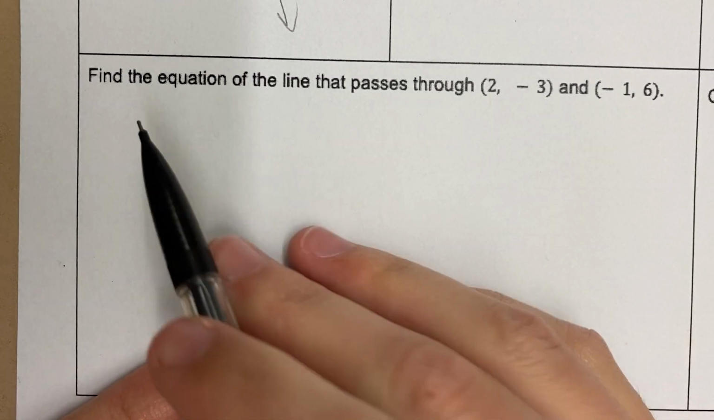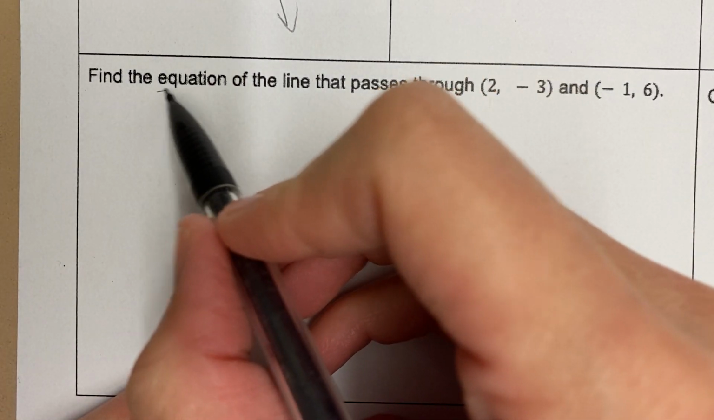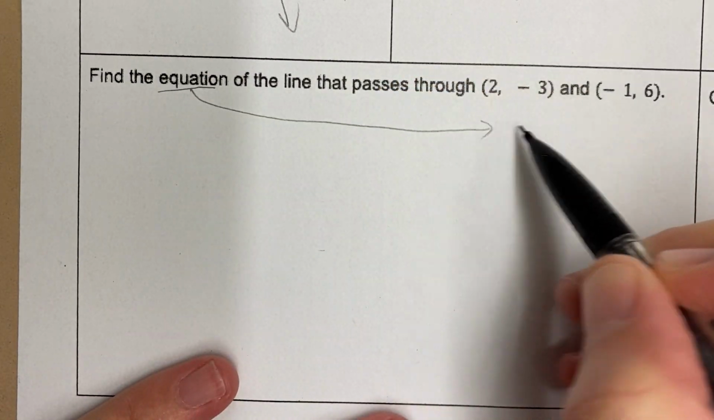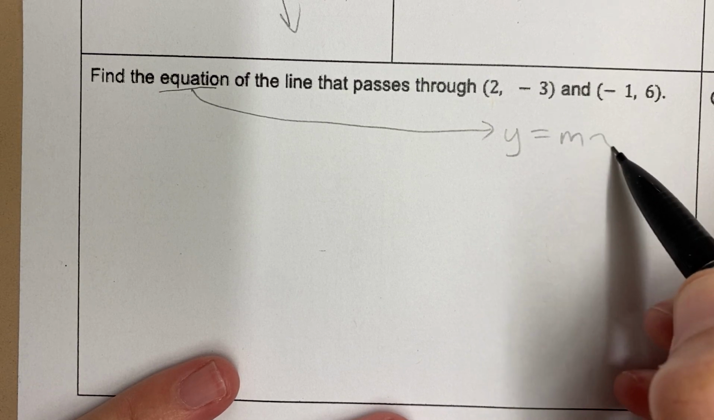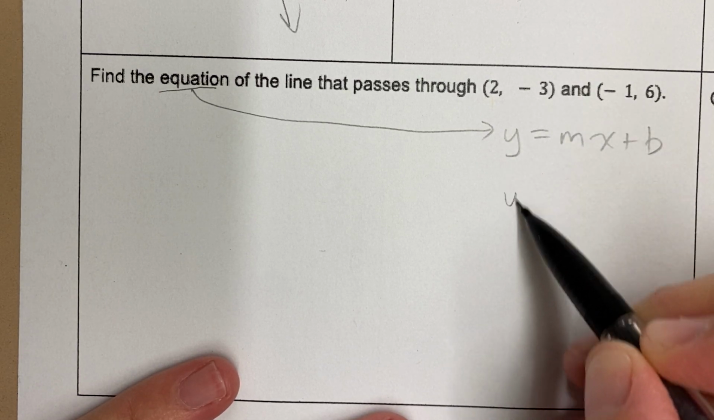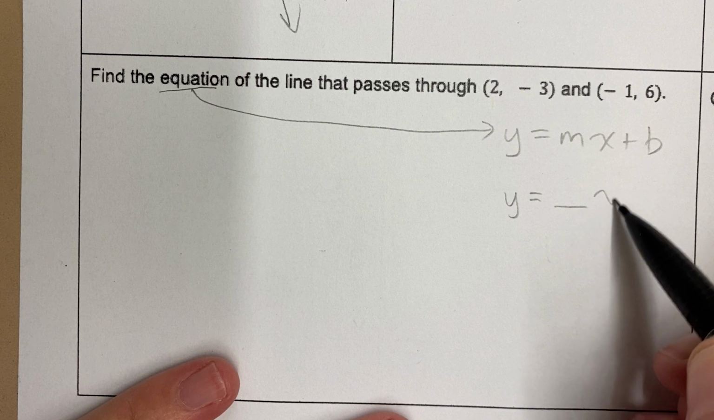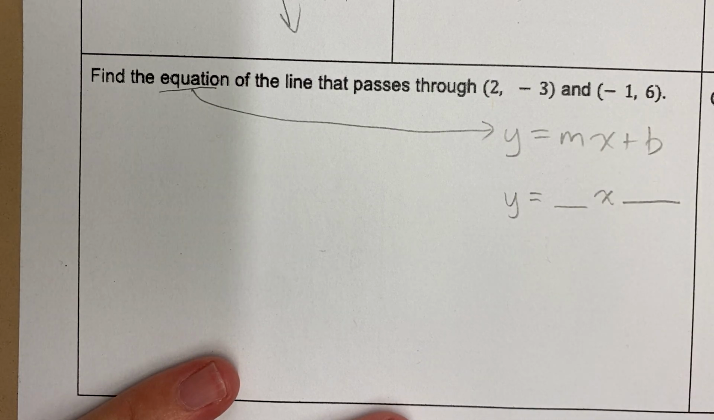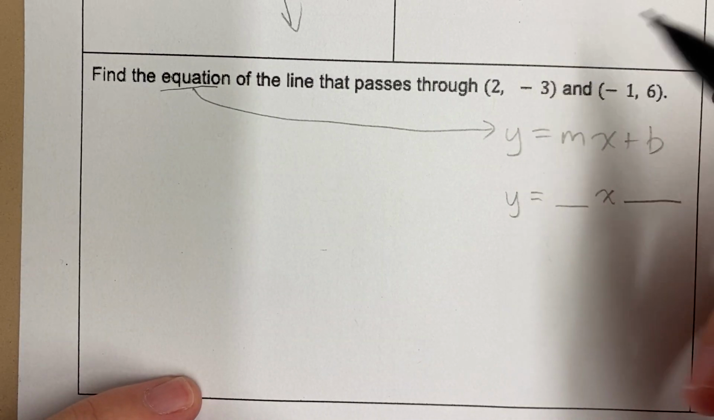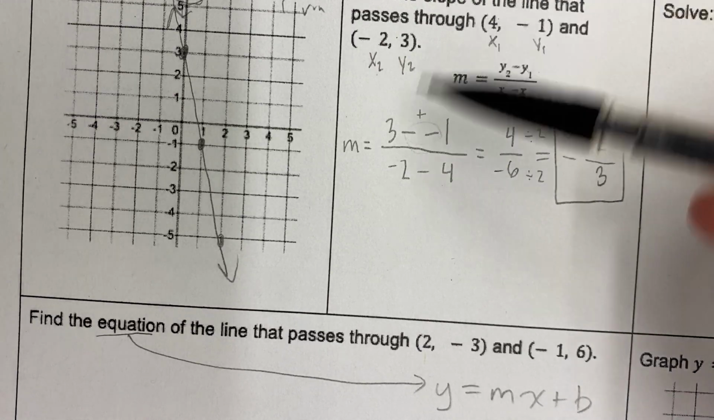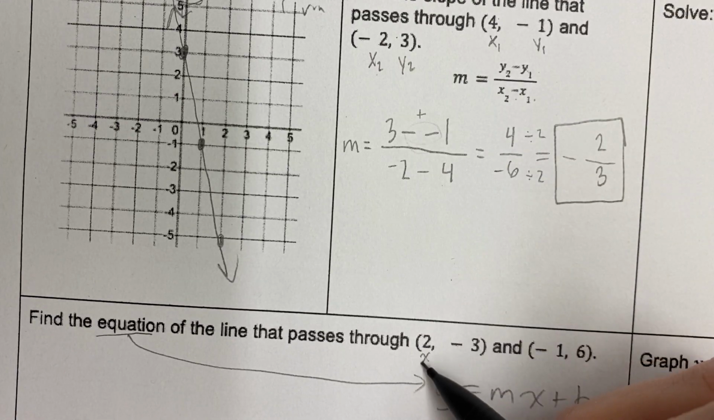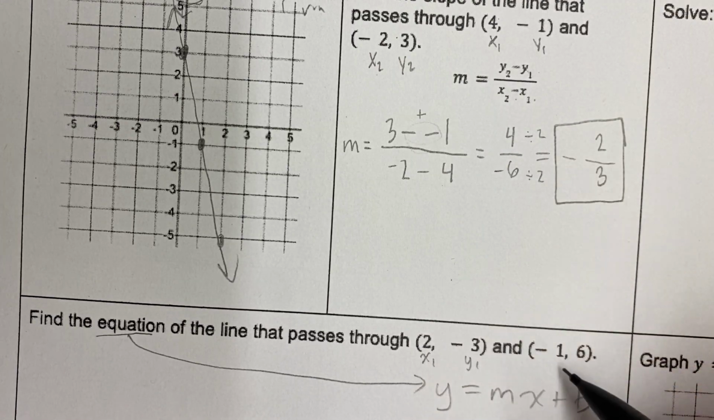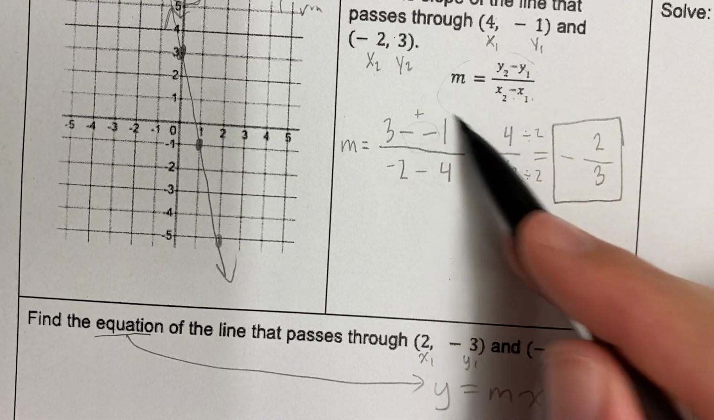This one's our longest. So find the equation of the line. Now remember, if I want an equation, what I want is y equals mx plus b. So I want 2 pieces of information. I want the m and the b. Okay, now the first thing I'm going to do is find the m. I'm going to use this same strategy I used here. So I'm going to write x1, y1, x2, y2. I'm going to use this same formula, y2 minus y1 over x2 minus x1.